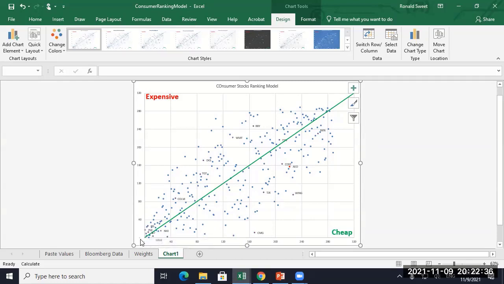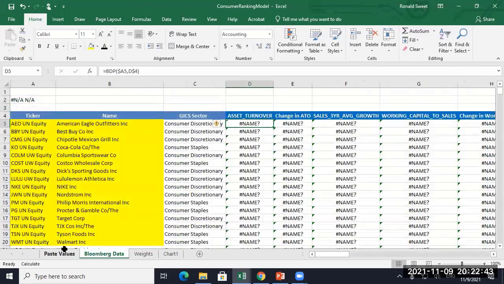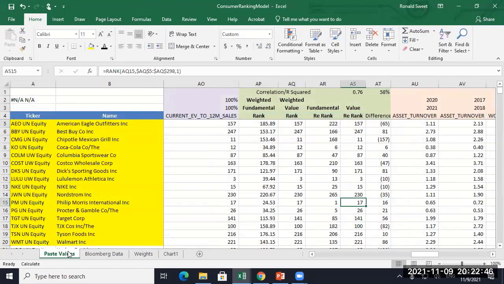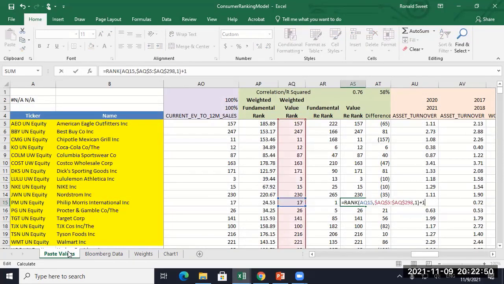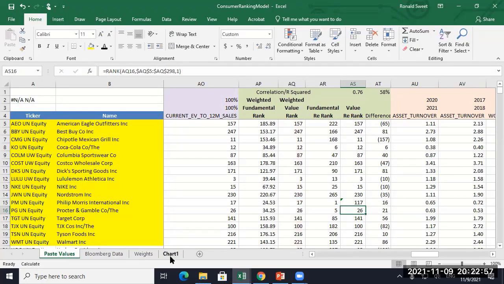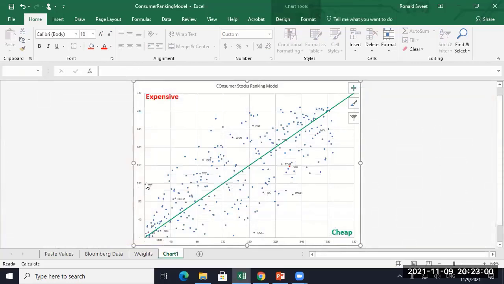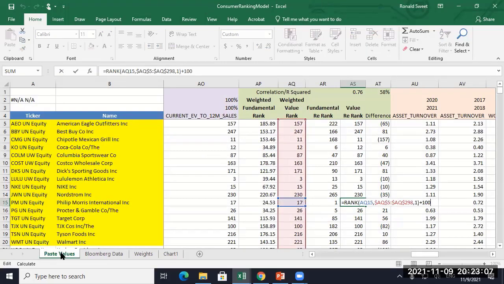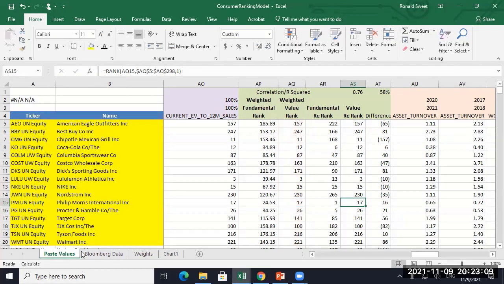8 and 6. That doesn't make sense. Philip Morris. Let me find them just real quick. Here's how I find a company, just FYI. See if it moves. Y'all see it move? There it is. 1 and 117. Let's see it move back down. 1 and 17.